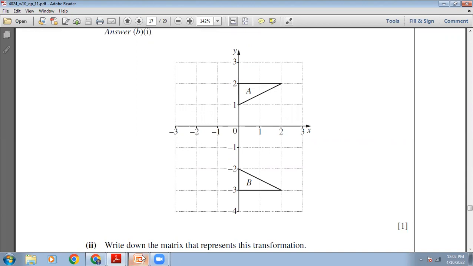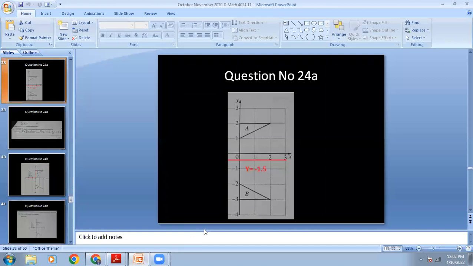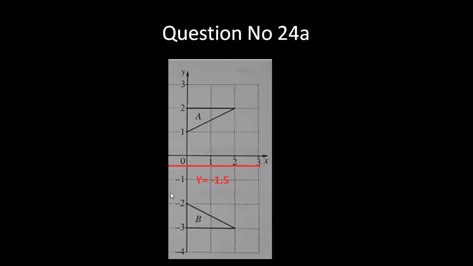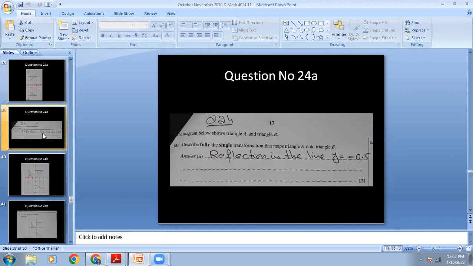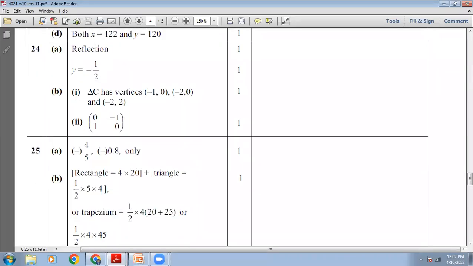So when you draw this, let me show you, I've drawn this already. So here, if you join these 2 points and you draw the perpendicular bisector, you will have this red line. So this is a reflection in the line y equals minus 1.5. Reflection in the line y equals, you can see here, I have written this. Reflection in the line y equals minus 0.5. That's our answer. It's a reflection in the line y equals minus 1/2. Our answer is right.